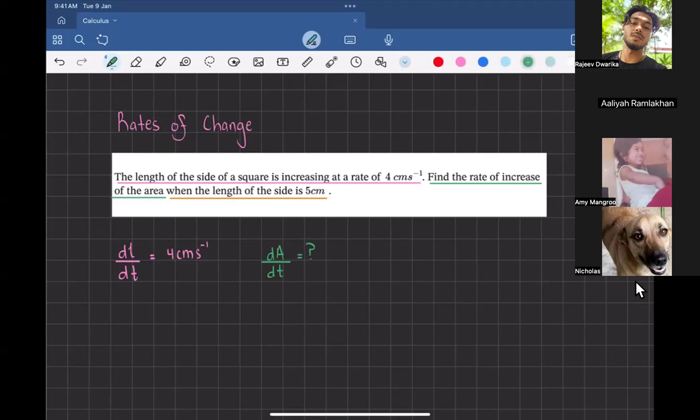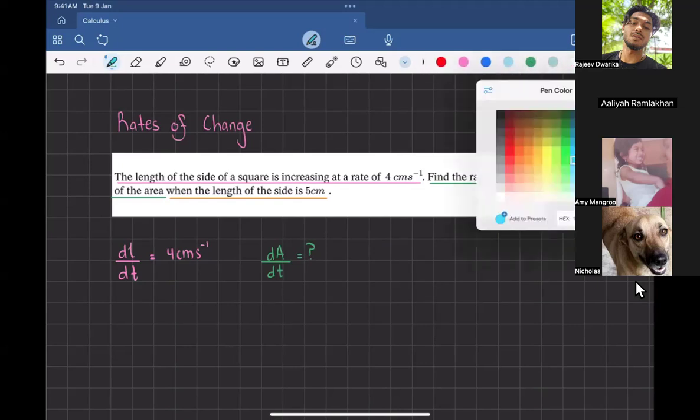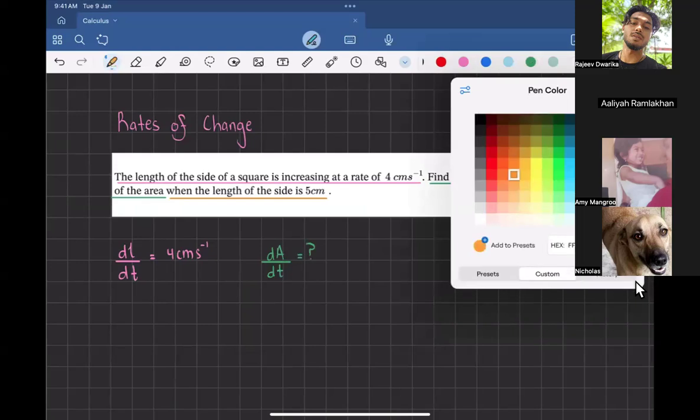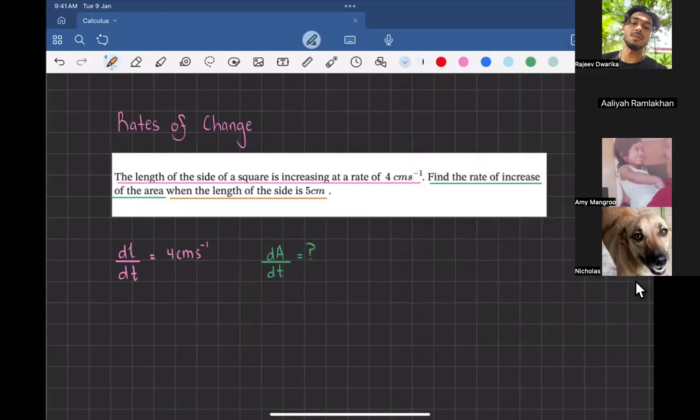They gave us another piece of information. They said, when the length of the side is 5 centimeters. Right, when the length is 5 centimeters. Okay, so we have some pieces of information here. And we need to find dA dt. So Aliyah, let me show you how we're gonna do this.